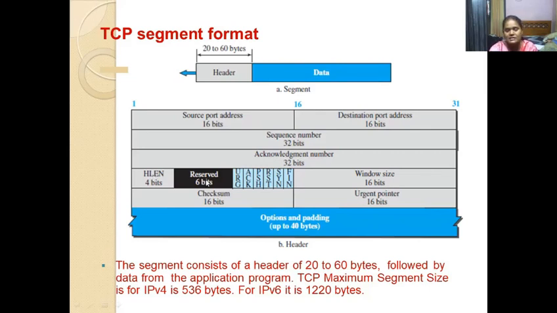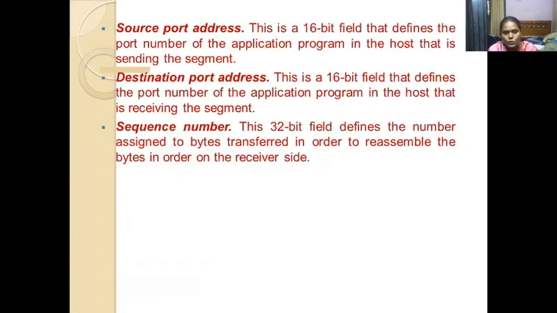And next is 6 bits reserved. And you have 6 flags. First the URG flag, the urgent flag, and the acknowledgement flag again. And next one is the push flag. And next one is the reset flag. Next, SYN stands for synchronization flag. And next one is the FIN flag. So you have 6 flags. These 6 flags ensure proper and reliable communication. I'll just explain all these 6 flags and then move on to window size.